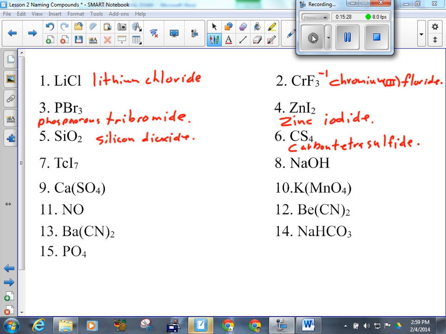Okay. For number 7, a very rare metal combined with a nonmetal. So is it an ionic or molecular compound? Ionic compound. Okay, so we have technetium heptaiodide.